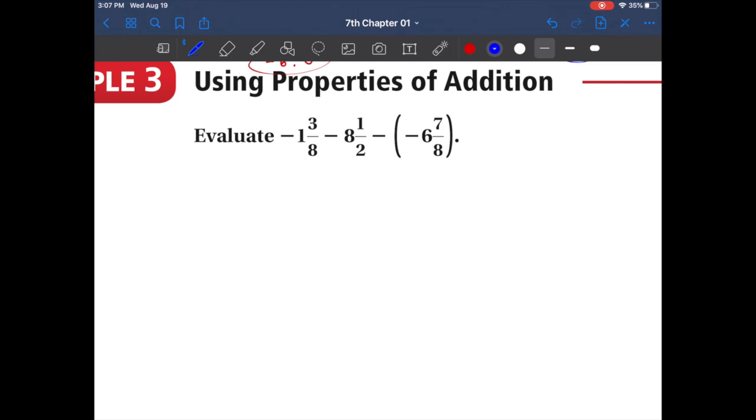In example number 3, we are going to use properties of addition. All that means, remember, we have to follow the rules of PEMDAS. Please excuse my dear Aunt Sally. So we have parentheses, we have exponents, we have multiplication and division. Remember, we do that left to right, right? And then we have addition and subtraction, and we also do that left to right.